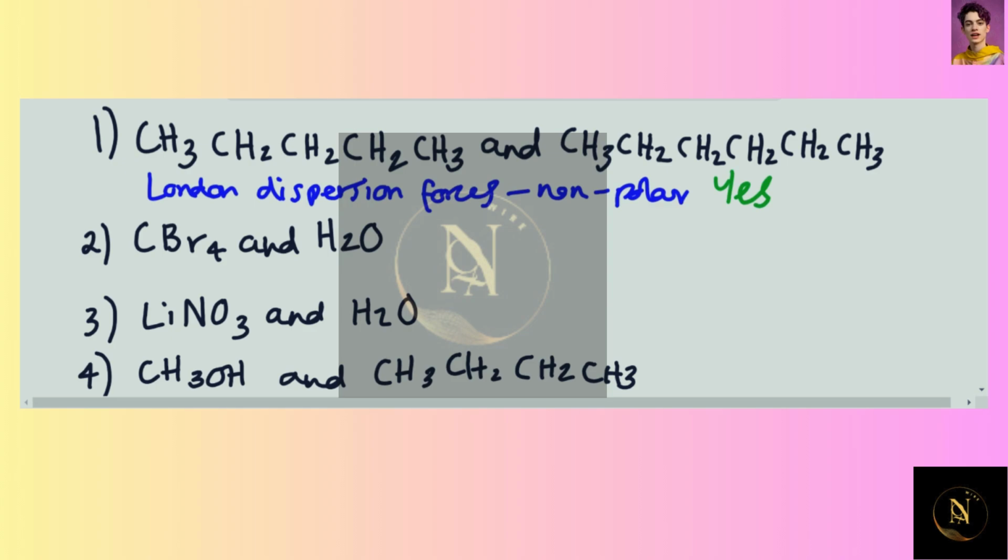Moving on to the next, CBr4. If you draw it out, bromine is more electronegative. So we can see that the bonds will form dipoles, but the dipoles will cancel out. So this whole molecule will be nonpolar. And then what about H2O?